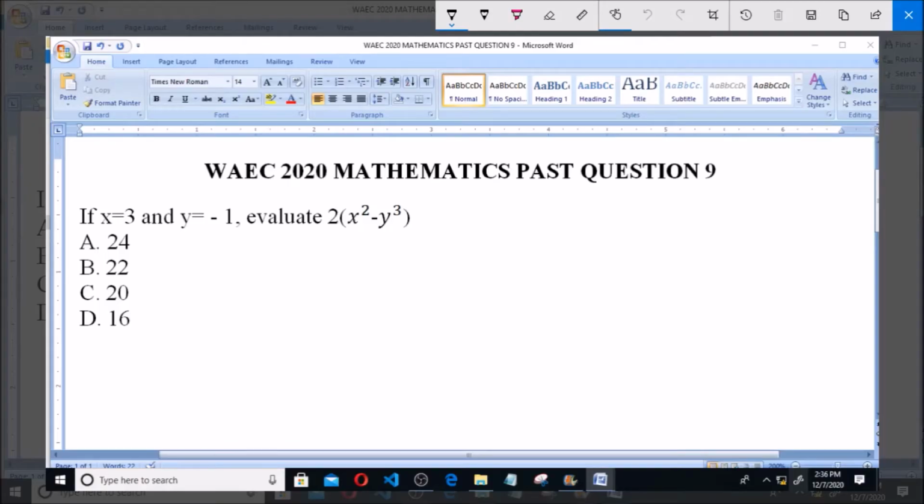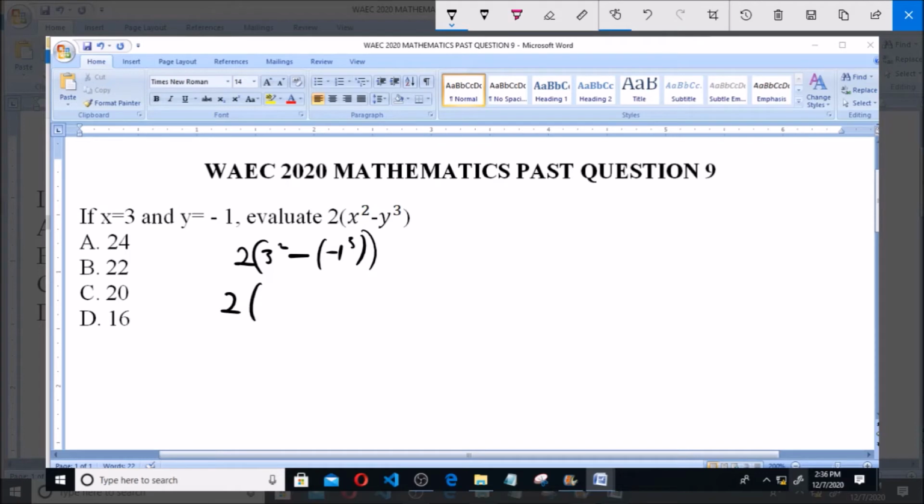I will be answering WAEC 2020 Mathematics Past Question 9. If x is equal to 3 and y is equal to minus 1, evaluate 2 into x squared minus y cubed. Now, x is equal to 3 and y is equal to minus 1. So that will be 2 into x squared, which is 3 squared, minus y cubed, that's minus 1 cubed.